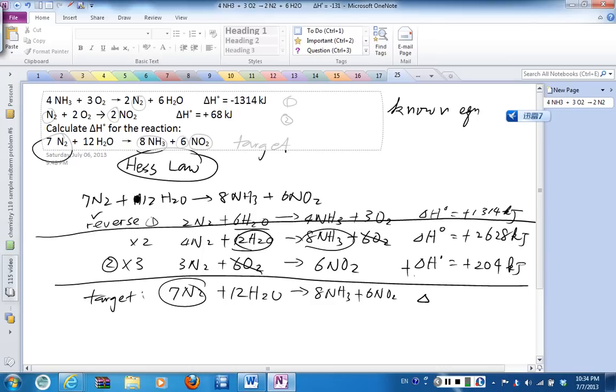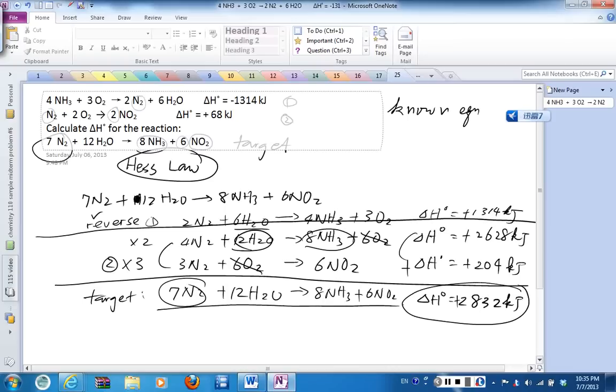Whatever you've done to the equation, do to your delta H. I added these two equations up, so I'm going to add these 2 delta H values up. And the final result is, of course, going to be positive 2832 kilojoules. So the target equation would have a standard enthalpy change of 2,832 kilojoules if it happens according to the mole ratio in the balanced chemical equation.